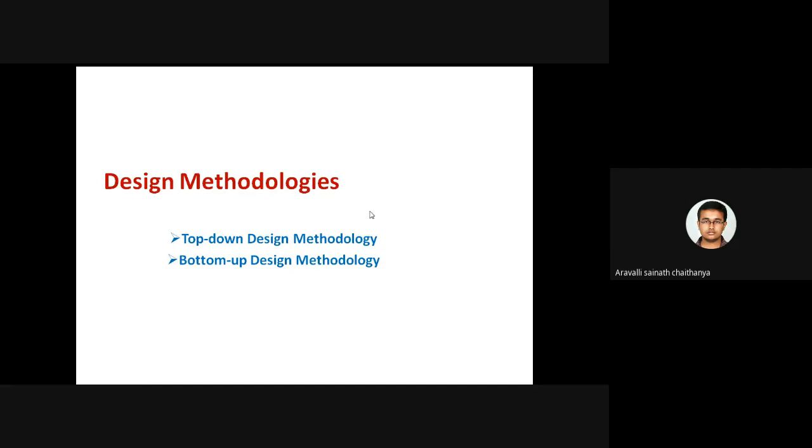Okay, so we came to know that my design is having a module inside it. I am having many sub modules, leaf modules, all these things. So finally, it is my duty to design any hardware circuit. There are two design methodologies: one is top-down design methodology, and the next is bottom-up design methodology.